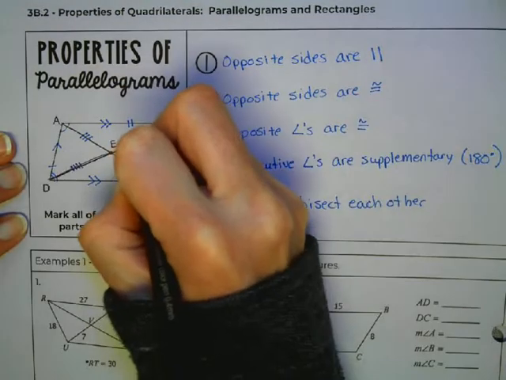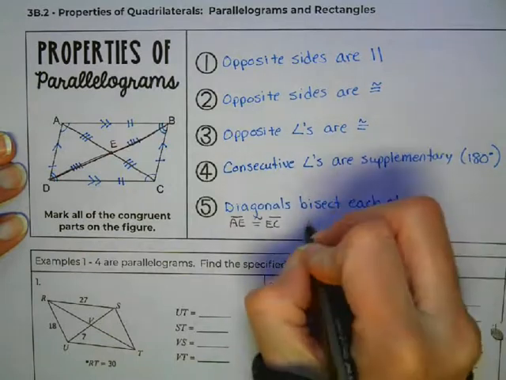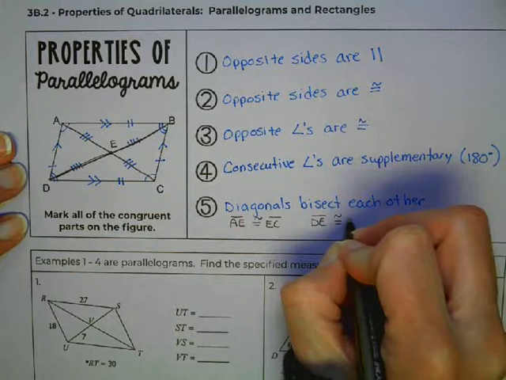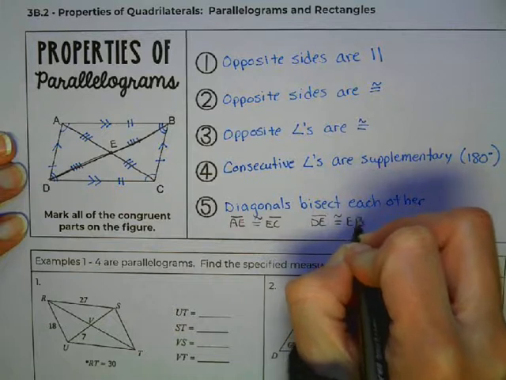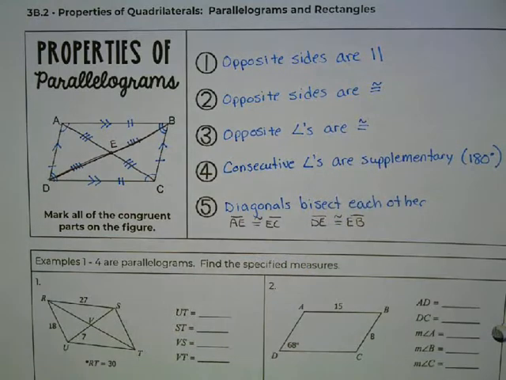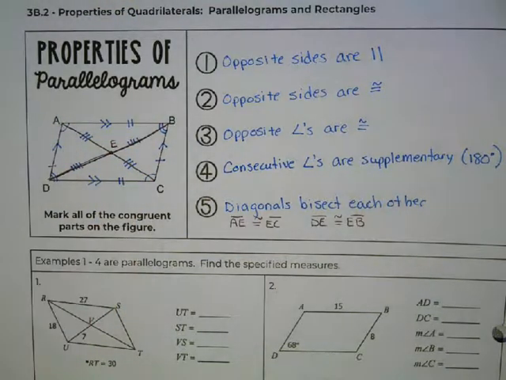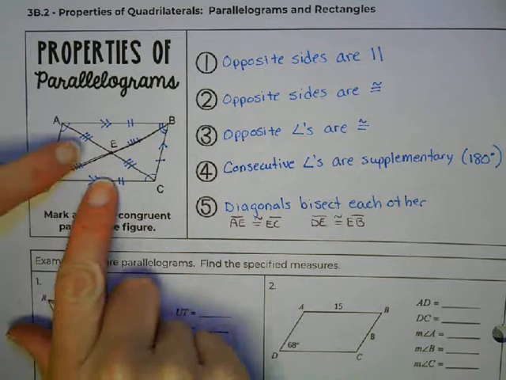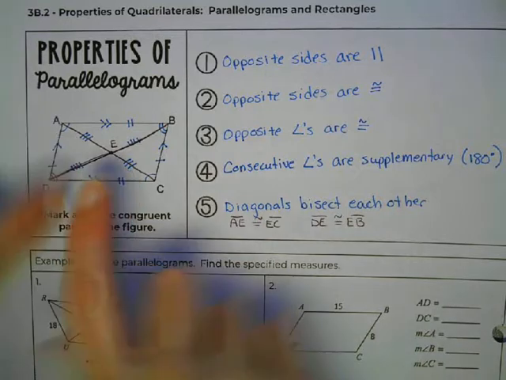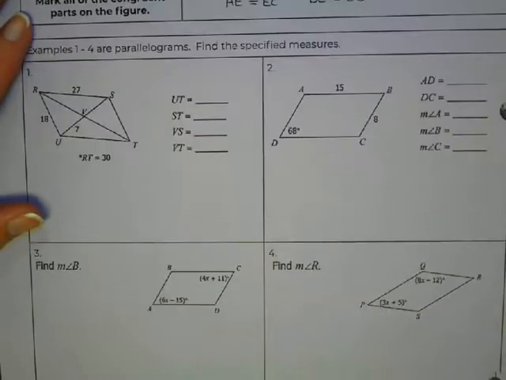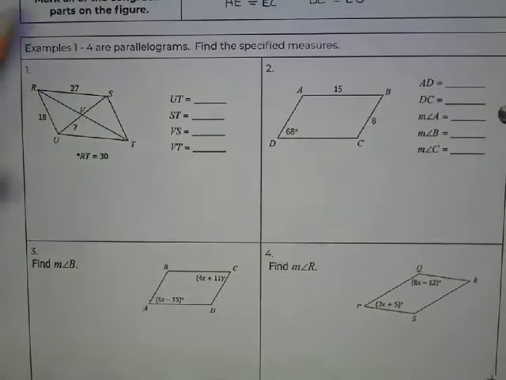1, 2, 3, 4. 1, 2, 3, 4. We could say DE is congruent to EB. So basically diagonals bisect each other, creating these two are equal, and then those two are equal. The diagonals themselves are not equal, so that's why I put different numbers here of lines versus numbers on this line. Okay? So let's use these properties that we have listed at the top to find the missing angles and sides in these parallelograms. Find specific measurements.